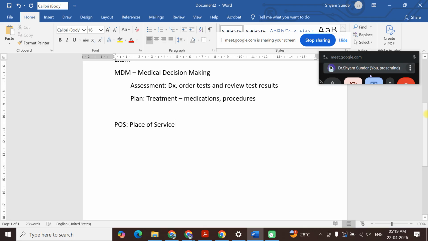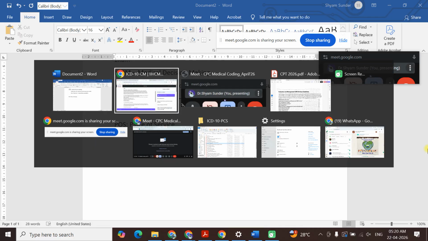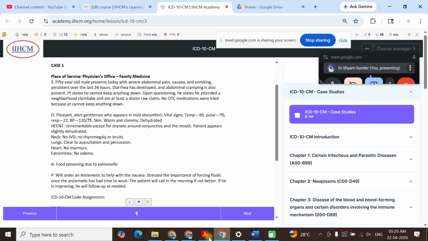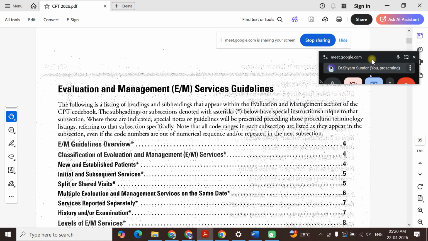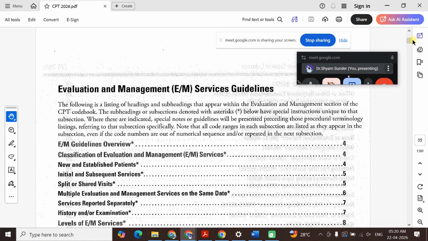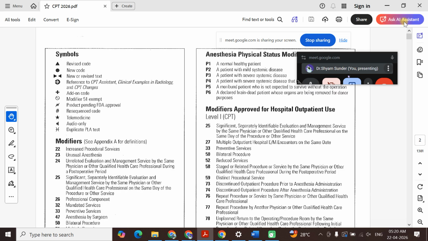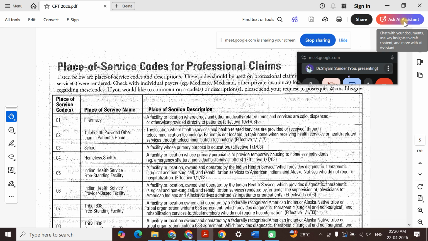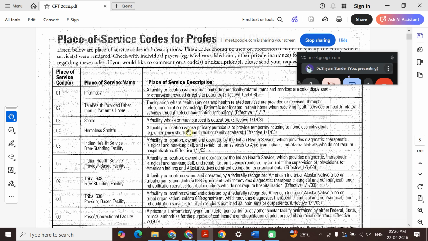So where a patient is examined, where an E&M service is provided, that is the place of service we're talking about. All right. So in your CPT, on PDF page number 5, you have the place of service codes. These are the places where patient care takes place.